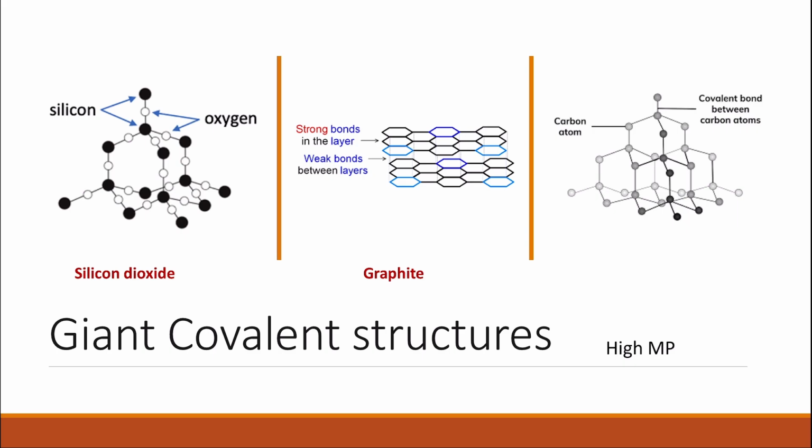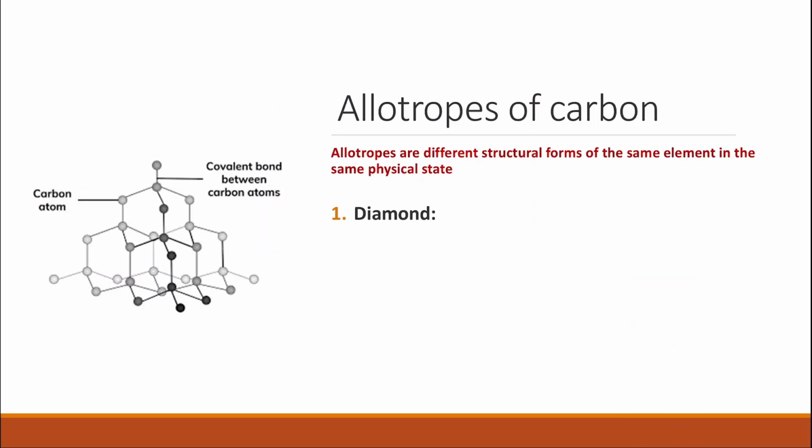It's formed only of carbon atoms with covalent bonding. Moving on to talk about the allotropes of carbon. Allotropes are different structural forms of the same element, meaning that these structures will only have one element, but they are linked together in a different way. So the first type is the diamond.